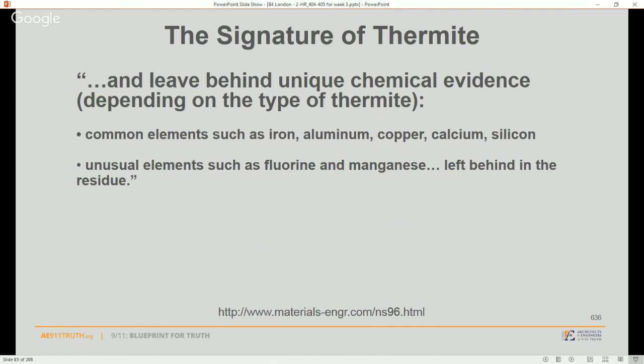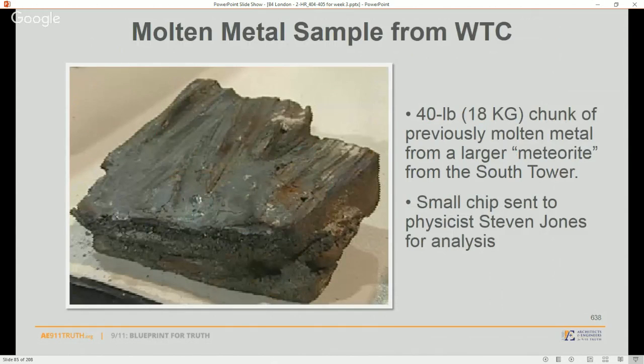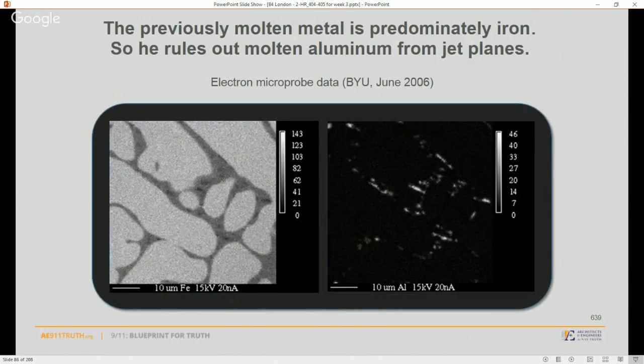Common elements such as iron, aluminum, copper, calcium, silicon, but more unusual elements as well, fluorine and manganese left behind in the residue. These elements on the periodic table of the elements, which we're all familiar with from middle school, well, somebody sent a chunk of this 40-pound piece of molten metal. He goes to work and he finds through electron microprobe data that it's predominantly iron. So he can rule out molten aluminum from the jet planes.